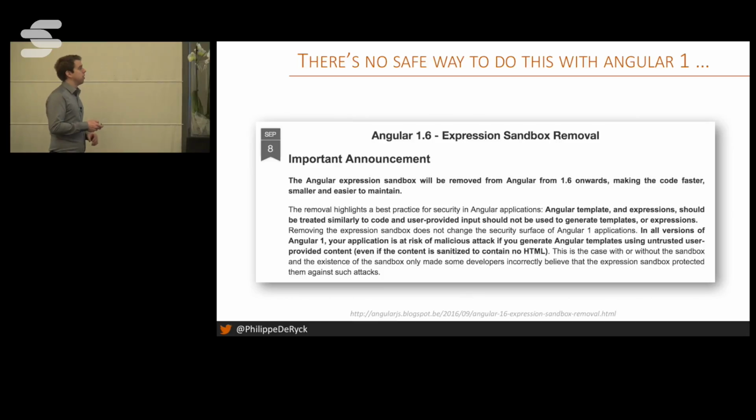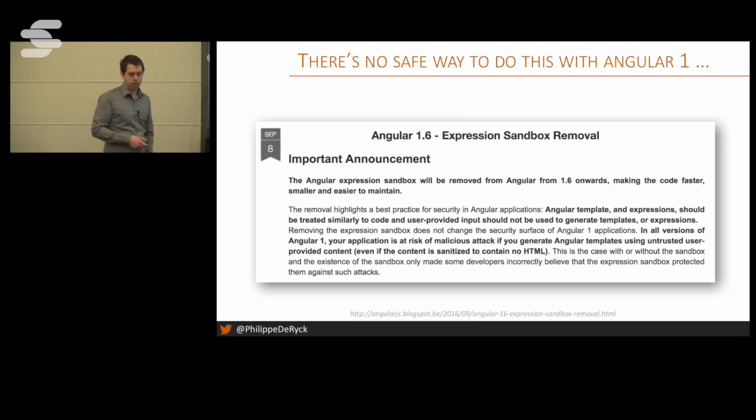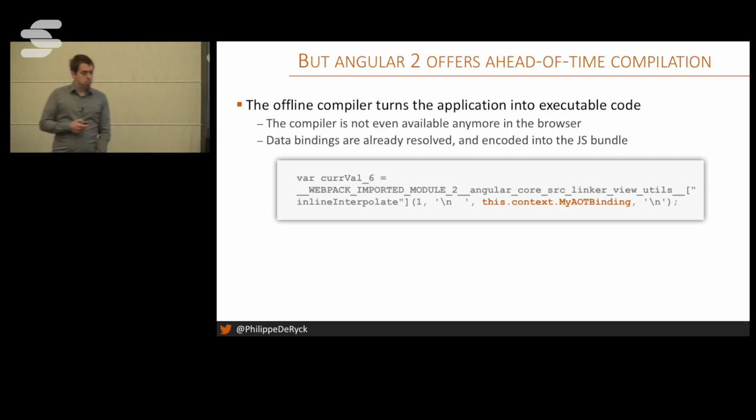So essentially in version 1.6, they said, okay, this code of the sandbox is really horrible to maintain. It's really problematic, and it doesn't work anyway because people will still find a bypass. So we're going to take it out again. So in Angular 1.6, they took out the sandbox. So there's, again, nothing stopping you from doing that, so you need to apply good coding practices to avoid that from happening. Angular 2 has a bit better news.